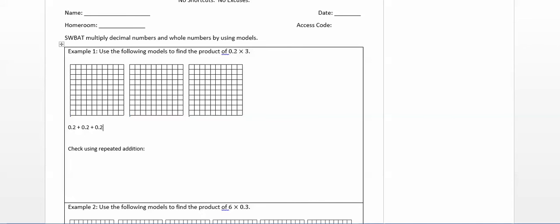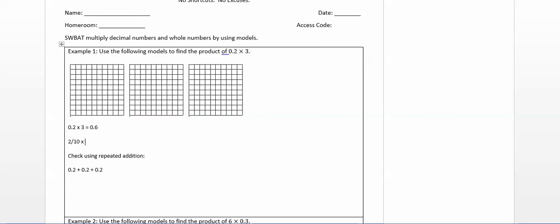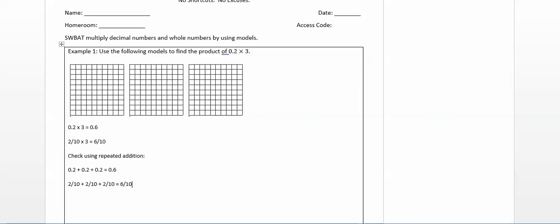Oops, I'm writing this in the wrong spot. Here we would write 0.2 times 3 is equal to 6/10. Another way that we can have students write this is 2/10 times 3 is equal to 6/10. We can also use 2/10 plus 2/10 plus 2/10 is equal to 6/10. Okay, this fraction form is going to come in super helpful later on in the chapter.